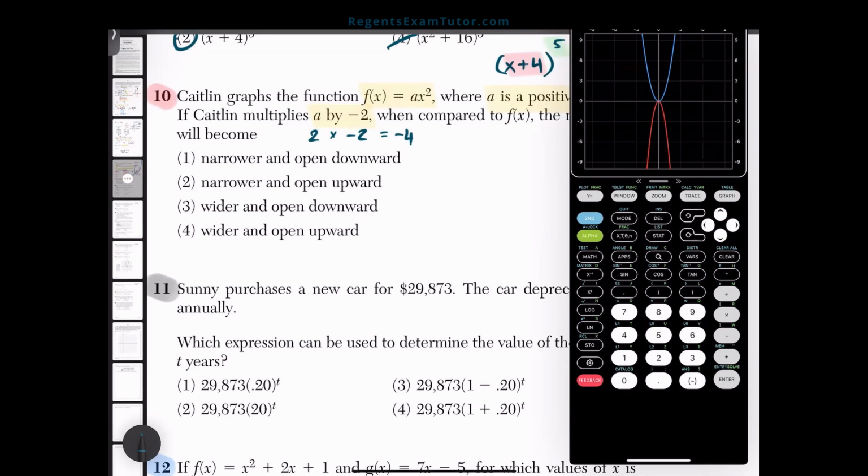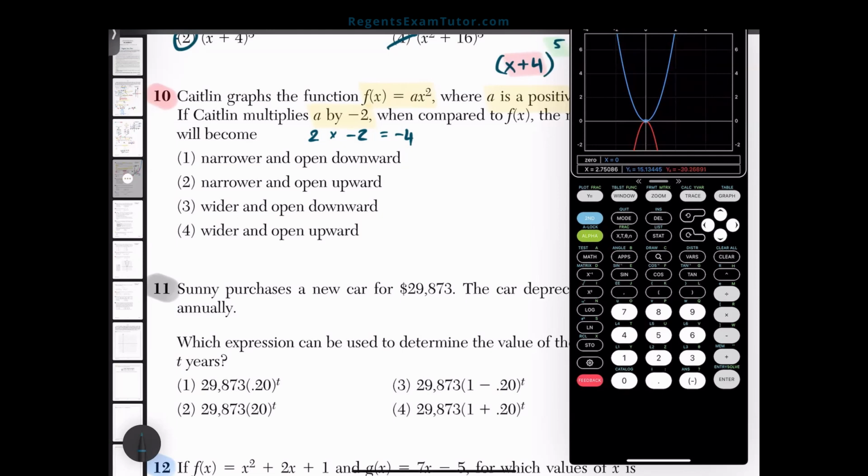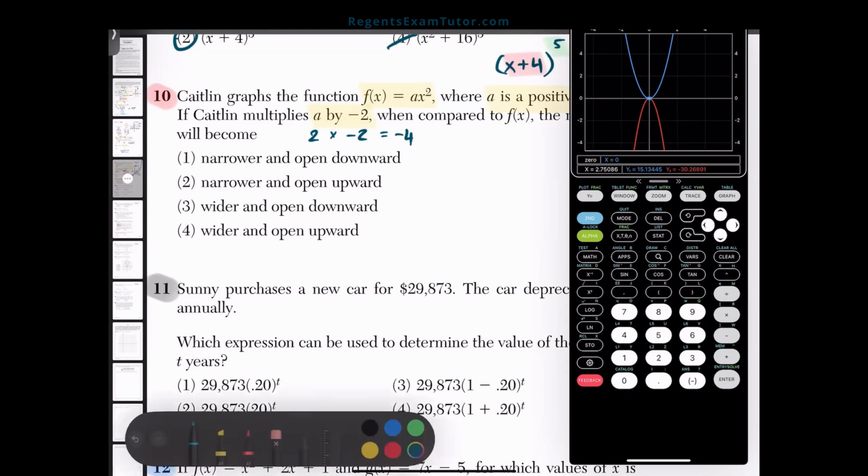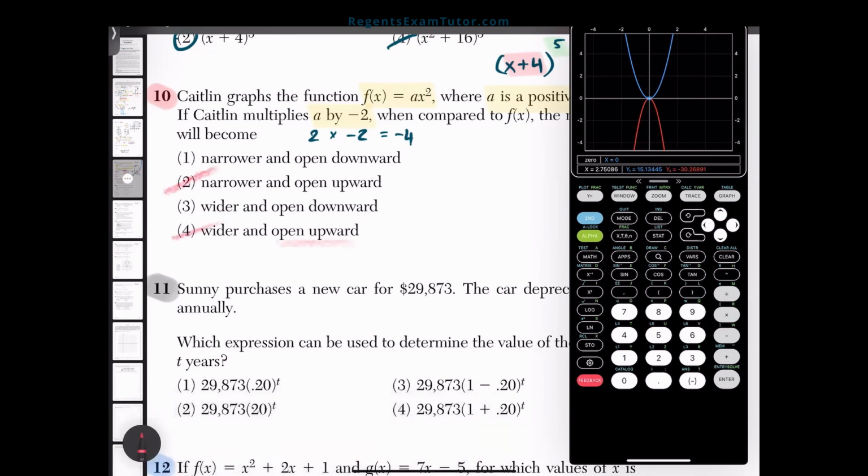I could see that the original blue graph looks noticeably wider, and it opens upward, while the new red graph multiplied by -2 is opening downward. So let's go ahead and cross out some answer choices here. So 2 and 4 are out because they mistakenly say that the red one opens upward. And it's definitely narrower, opening downward.